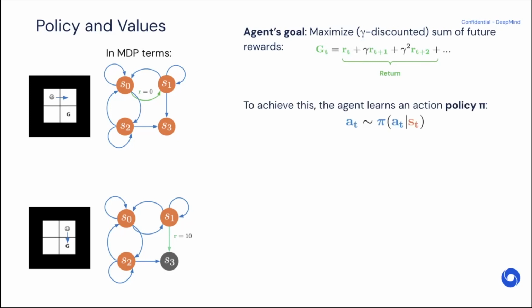And now what you say is, in order to achieve this goal, the agent learns a policy. The policy is a probability over actions that I could take, given my current state, and I just sample one action from this probability distribution. The question is, how do we find this policy? How do we find a policy that lets us maximize the return?